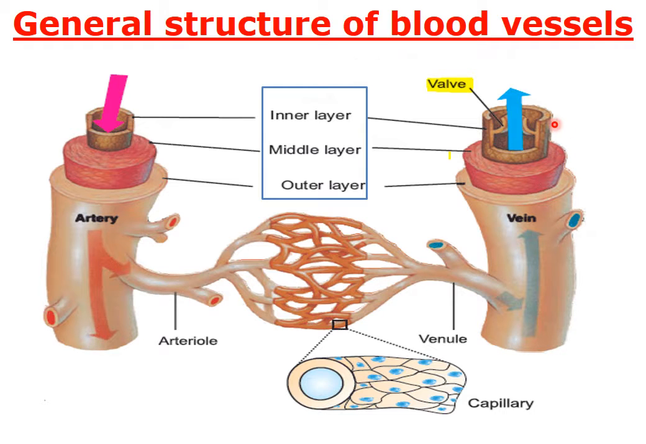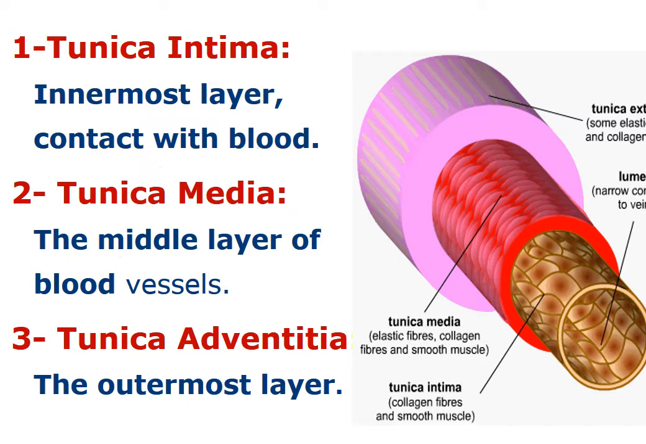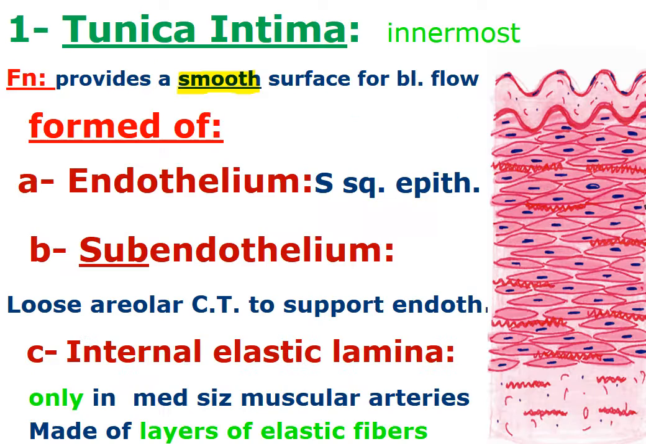The general structure of a blood vessel is formed of three layers from inner to outer: inner, near to the blood, and outer, to the outside. The inner layer is the intima, the middle one is media, and the outer one is known as adventitia. Again, this is the intima, this is the media, and this is adventitia.